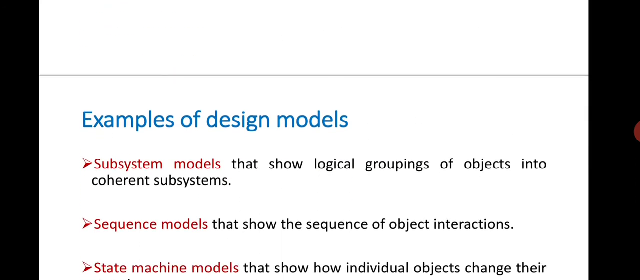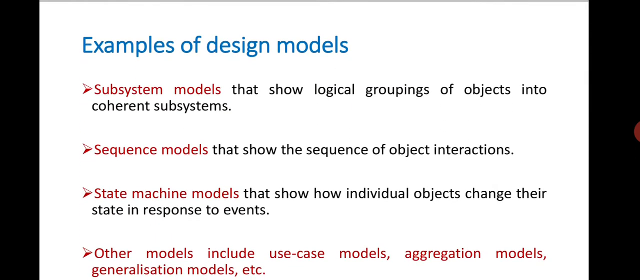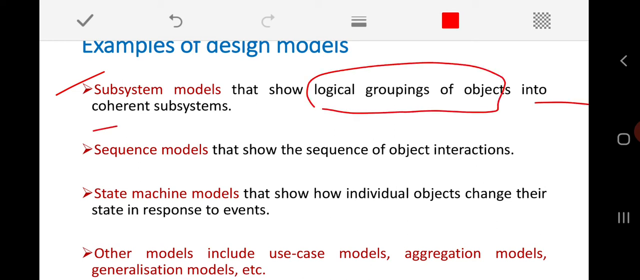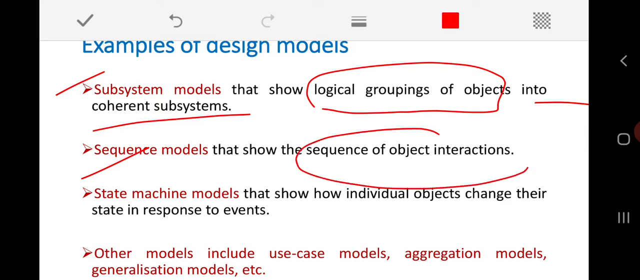Some very essential examples of the design models that are popularly developed during object oriented design are, first, the subsystem models. The subsystem models show the logical grouping of the objects into coherent subsystems. Is it clear? Then sequence models. Sequence models show the sequence of the object interactions, meaning what interactions take place from one object class to another object class. That can be shown as a sequence of interactions, that is the sequence model.